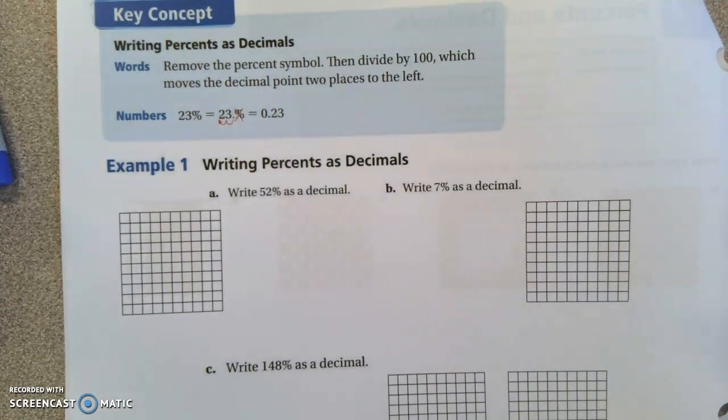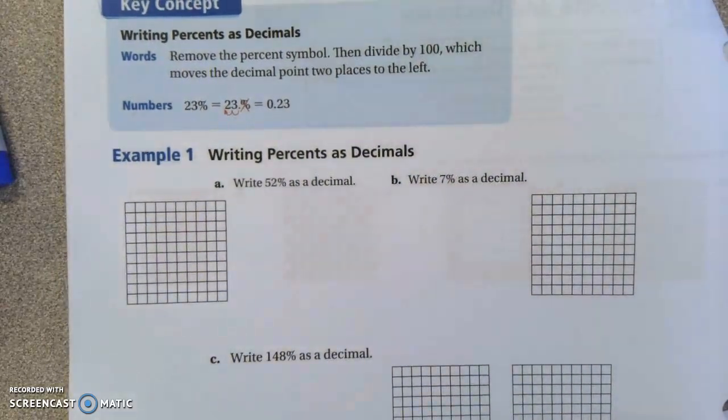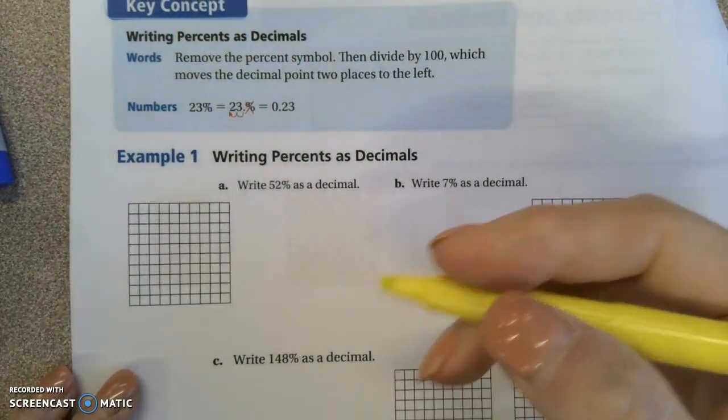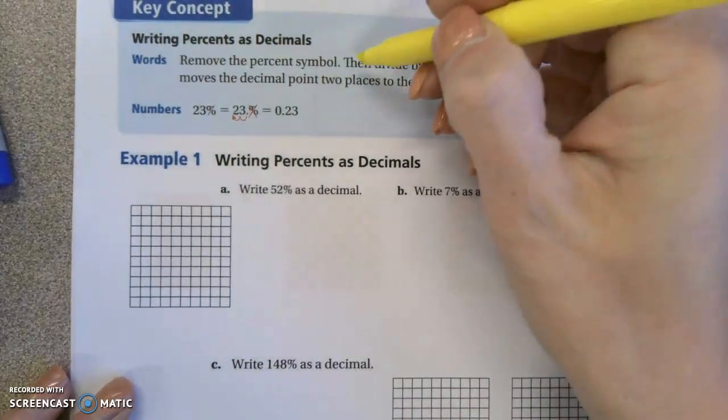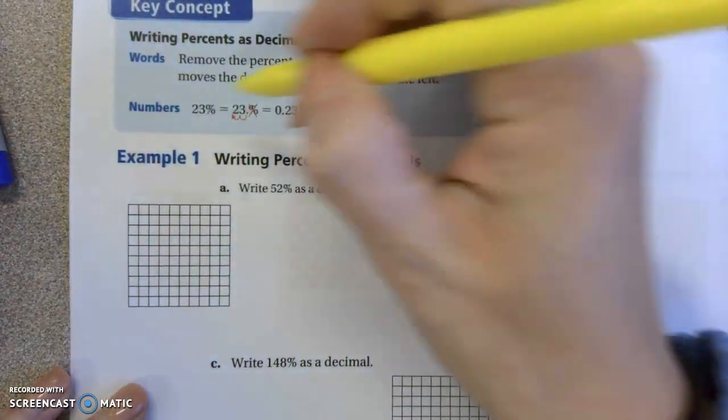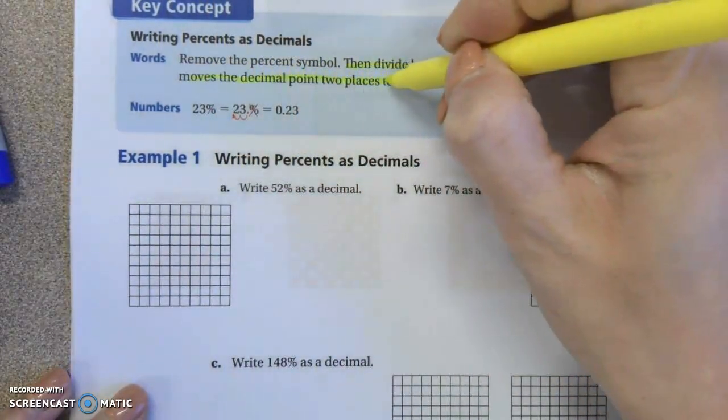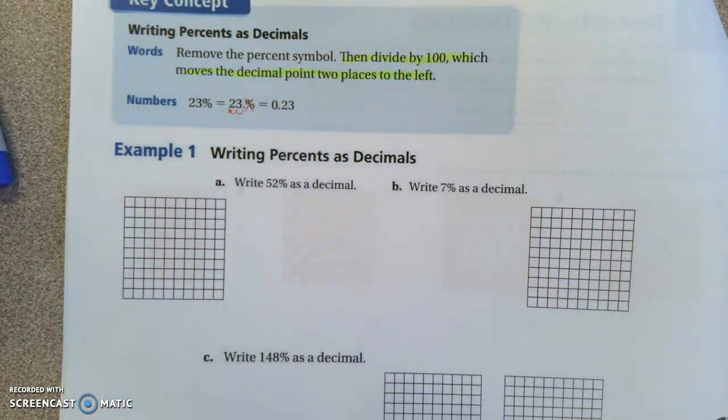Okay, so looking at writing the percents as decimals, here is the process that we would use. We are taking that percent, you take that symbol off, and then you divide by 100. And when we divide by 100, we really don't need to set up a division problem because what we're doing is moving the decimal point 2 places to the left, 2 place values over.